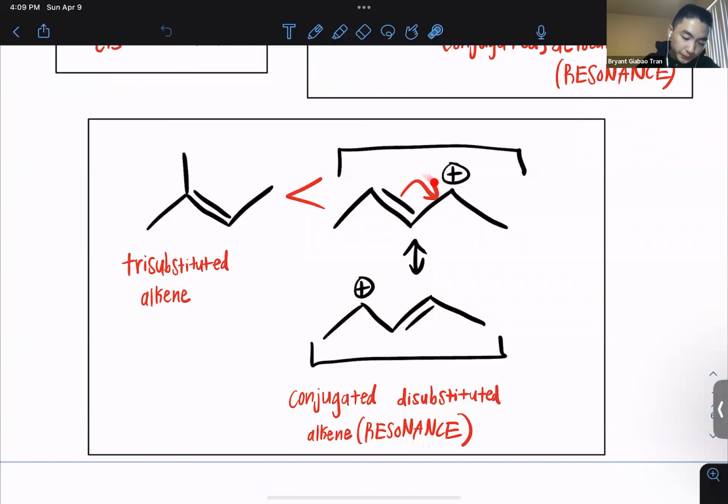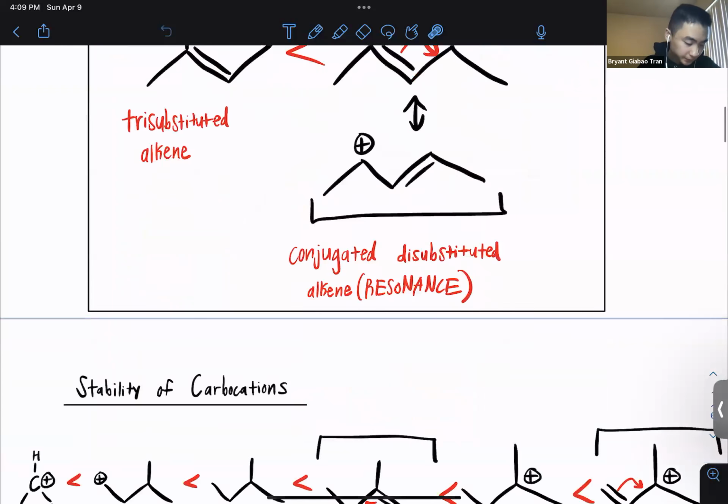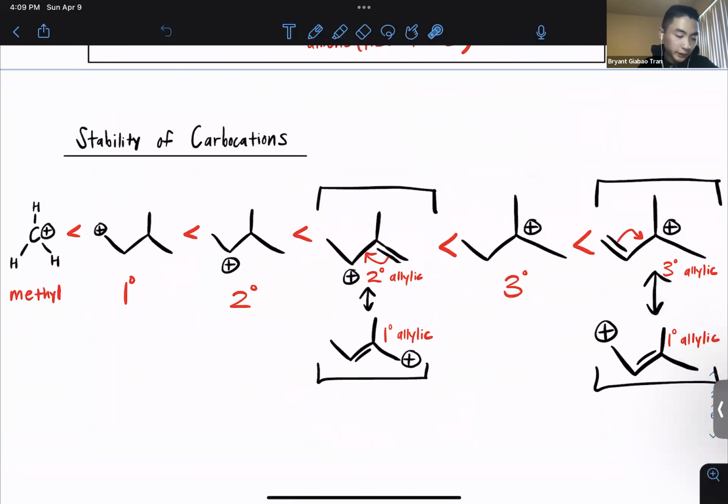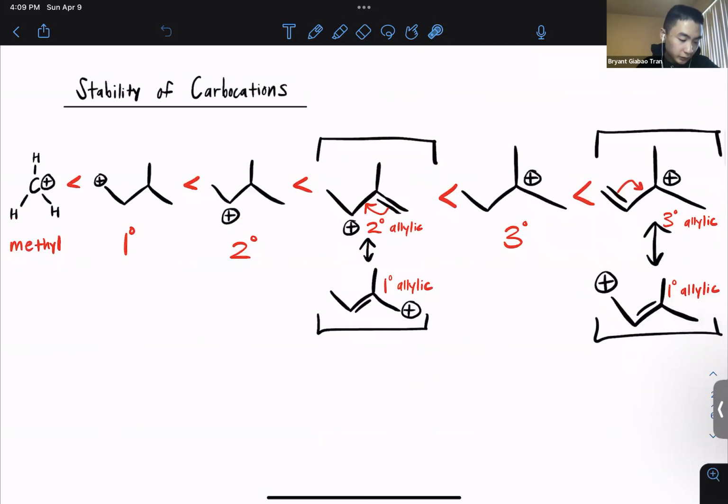Then we're going to go over the stability of carbocations, where we are going to rank the carbocations from the least stable to the most stable. We see in our least stable, we have a methyl, and then we have primary, where this carbocation only has one R group attached to it. And we have secondary, where we have two R groups, 1, 2. And then we have a secondary allylic, where this secondary carbocation here is able to do resonance.